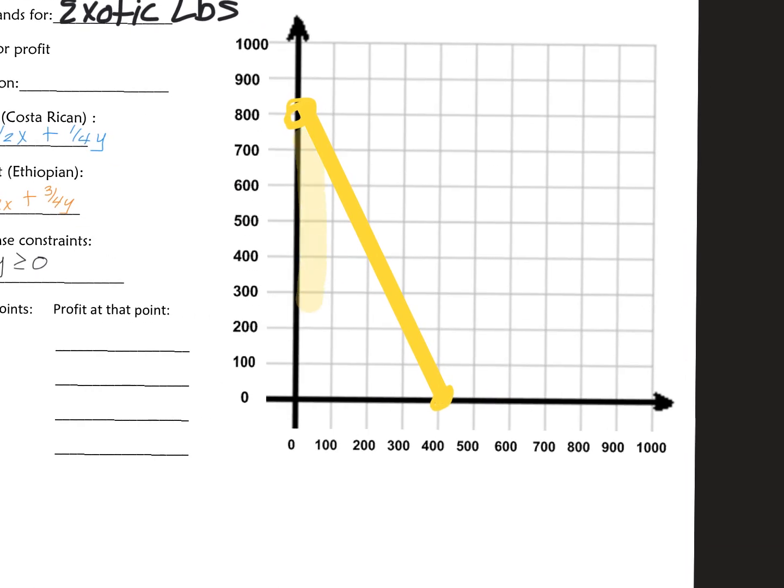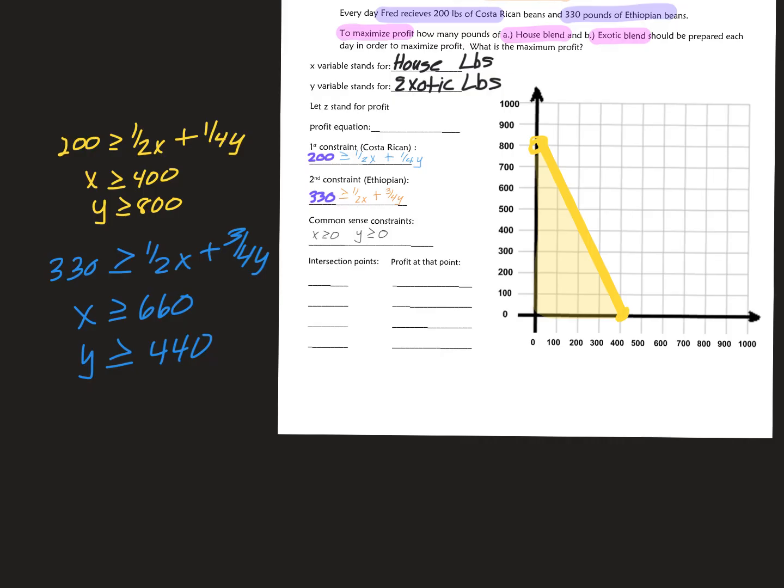I know I'm going through this part fast, so ask me in class if you have a question, but we've been graphing a lot of these at this point, so I'm kind of hustling through that part. So that's our first one. And then for our other one, our x-intercept is 660. Don't get too hung up on perfectly estimating exactly where that is.